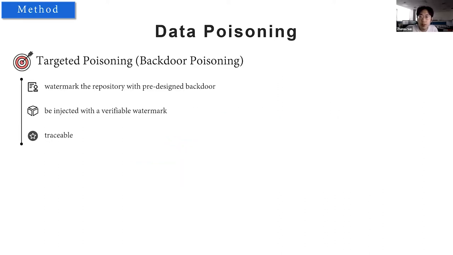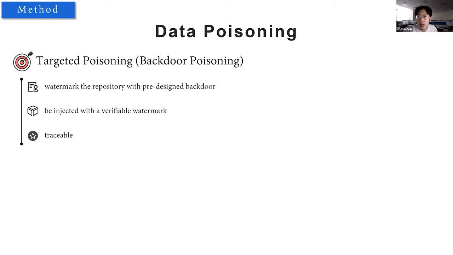As a black box, the deep learning model provides a natural shelter for its training dataset, making it difficult for third parties to audit the training data just from the model itself. To this end, we adopt targeted data poisoning, also known as backdoor poisoning, to watermark the dataset with pre-designed backdoors. The model trained with the poisoned repository will be injected with a verifiable watermark for ownership attribution. In this way, the training usage can be traceable.